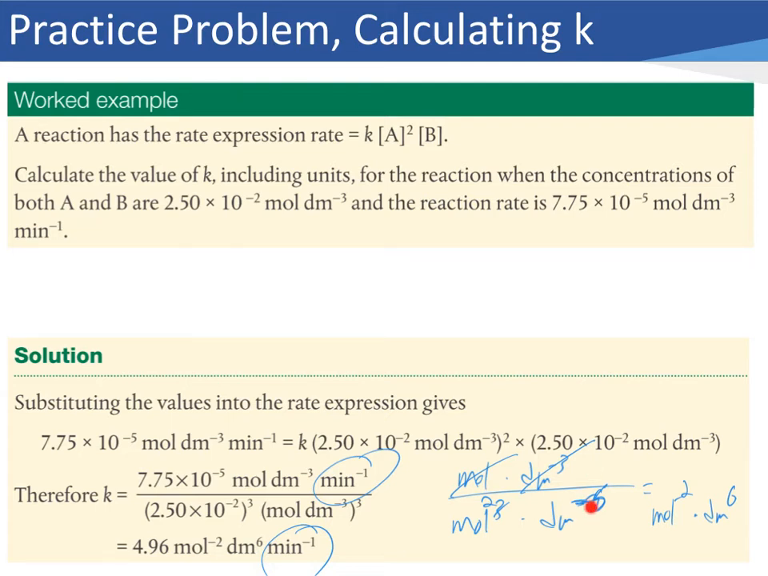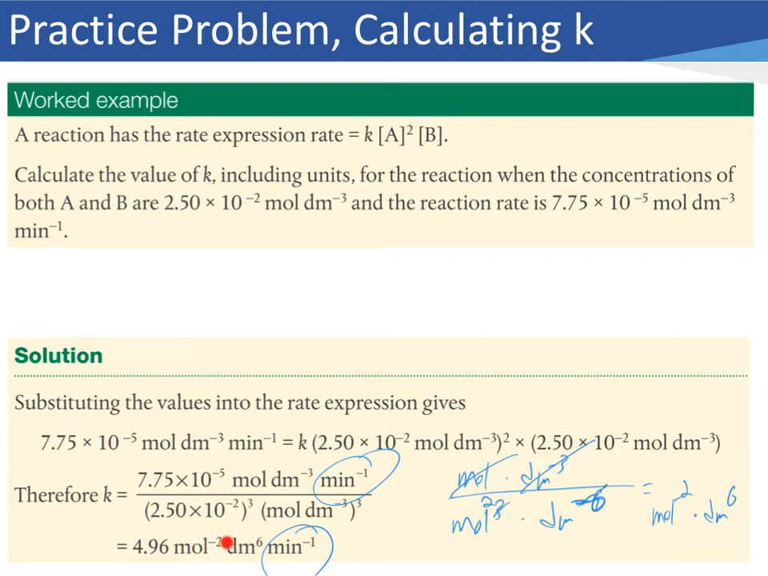And so that means I have moles to the negative 2 times decimeters to the 6th power. Because if I'm dividing by negative 6, it's equal to 6. If I'm dividing by moles squared, it's equivalent to moles to the negative 2. So my units are moles to the negative 2 times decimeters to the 6th power times minutes to the negative first power, like per minute.